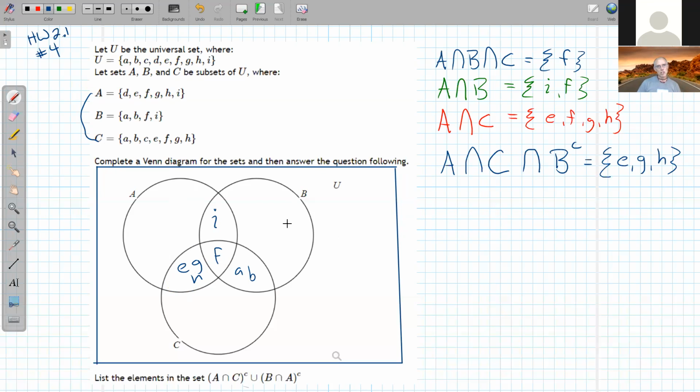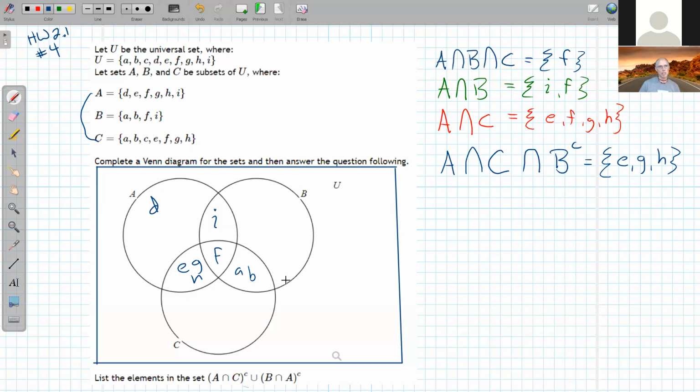All right, so finishing this right here, I start on the inside and work my way out, so maybe I'll finish off set A. Did I miss anything in set A? Well, let's see, I didn't write down D yet. And then I've got E, F, G, H, and I. Okay, so that completes set A.